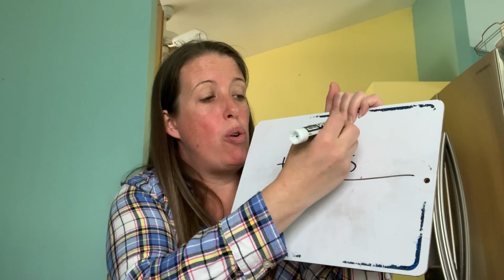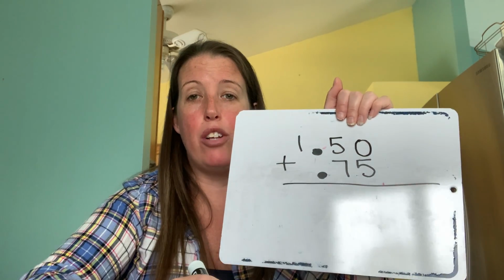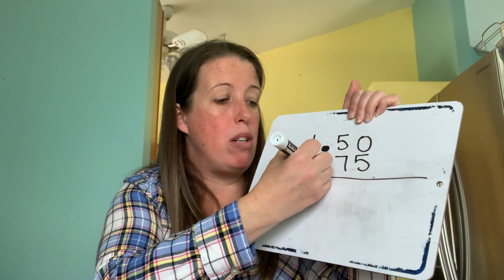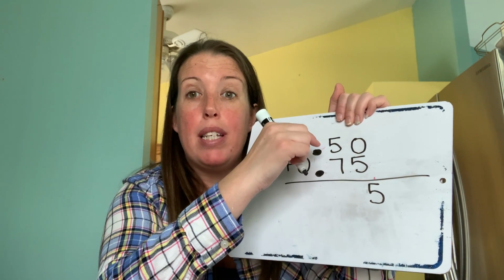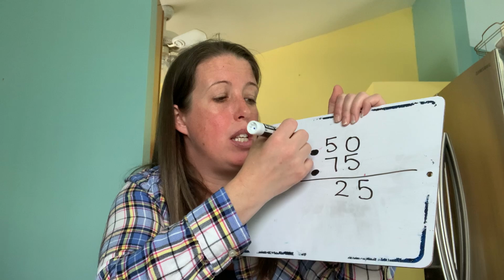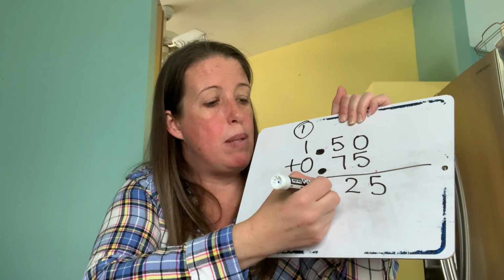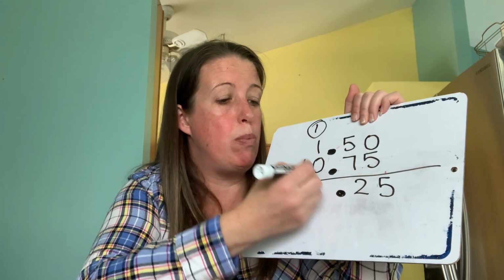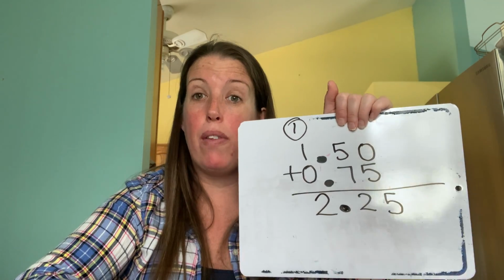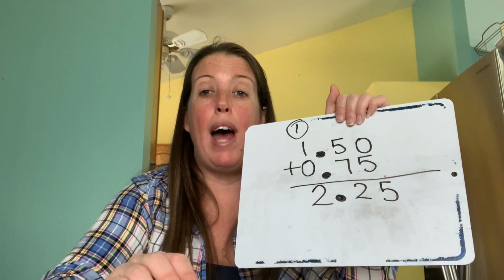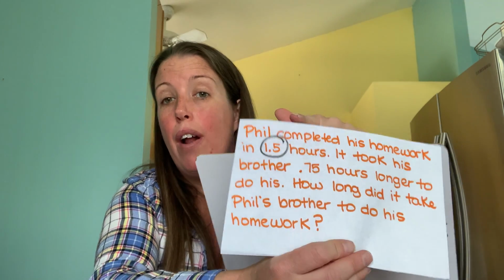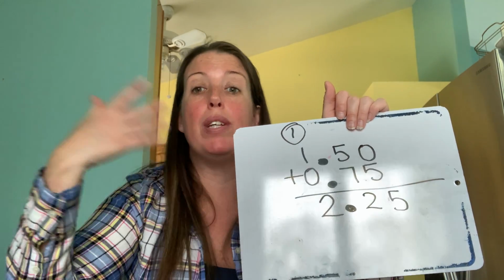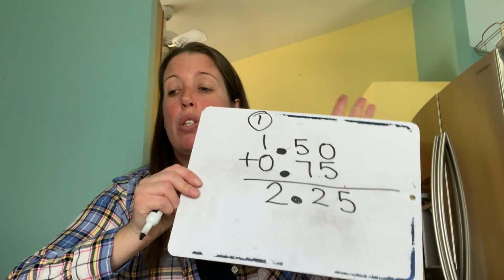Before I add, I like to make sure I have same place values, so I'll put a 0 in the hundredths there. Now it looks a little better. I can even put a 0 here. 0 plus 5/100 is 5/100. 7 plus 5/10 is 12/10. And then decimal plus decimal is decimal. 1 plus 1 is 2. So it took his brother 2 2/2500 hours. Does that make sense? Well, yes, because 2 2/2500 is more than Phil's 1 5/10, and we knew it took him longer. Okay? So that's how we can try and answer our word problems.